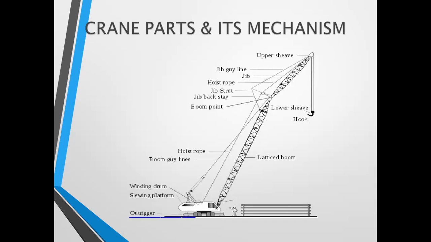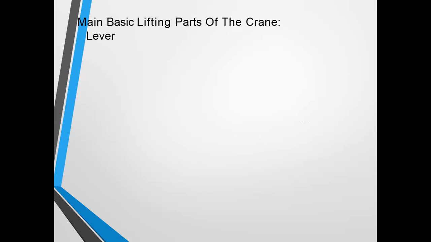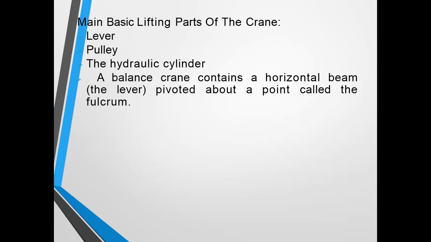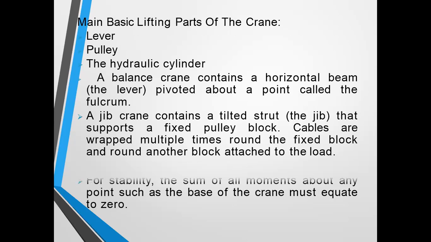Now we are going to see the different kinds of crane which are used in general. So first, the basic lifting parts of the crane are the lever, pulley, and the hydraulic cylinder, where the balance crane contains a horizontal beam pivoted about a point called the fulcrum. A jib crane contains a tilted strut that supports a fixed pulley block. Cables are wrapped multiple times round the fixed block and round another block attached to the load.